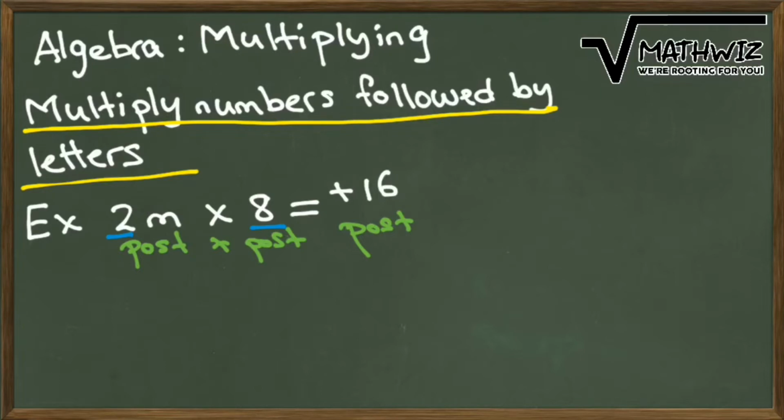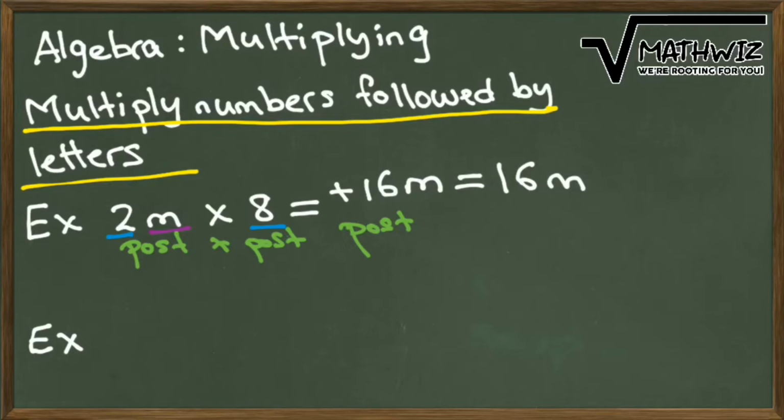And then the m, since it is not being multiplied by anything or any other letter, you simply write back the m. So 2m times 8 will simply give us 16m. And of course, even though we have the positive there, in your final answer, you don't need to write the plus in front. You can simply just write 16m.